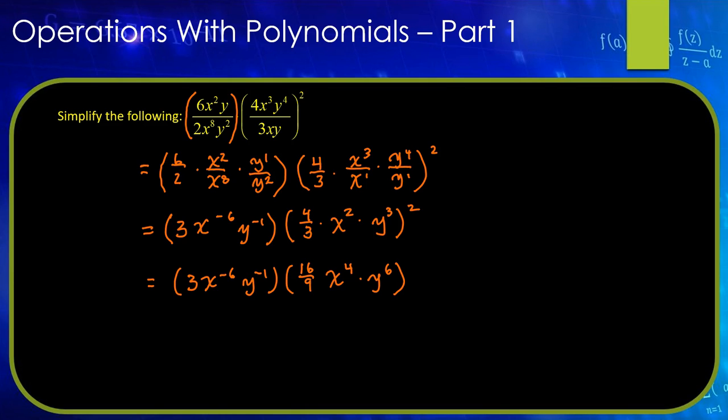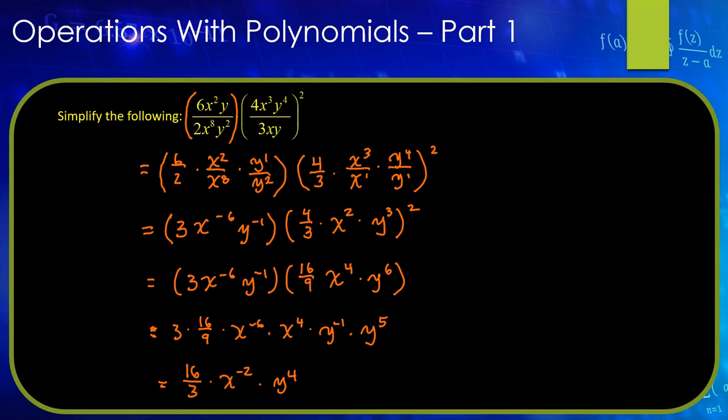Now there's nothing but multiplication going on here, so I'm just going to regroup this as 3 times 16 over 9 times the x to the -6 times x to the fourth times y to the -1 times y to the fifth. 3 times 16 over 9 would simplify to be 16 over 3. X to the -6 times x to the fourth, I would add those exponents and get x to the -2. And y to the -1 times y to the fifth would give me a y to the fourth.